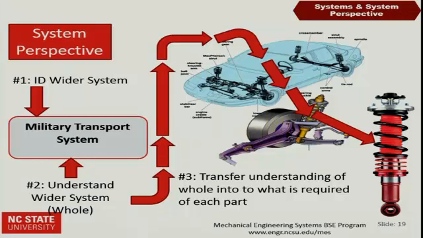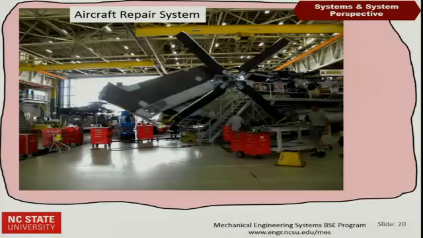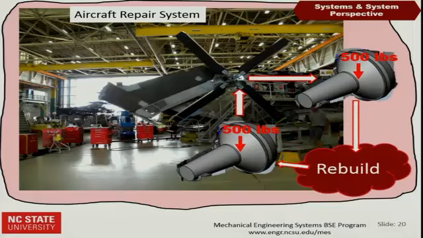That's the systems perspective. So if you look at our case study, our students looked and saw that they were part of an aircraft repair system. If you can imagine a very, very large shop floor, you can see there are several helicopters in there. There was their helicopter. The gearbox comes off. It goes through some rebuild processes, and then it's put back on.